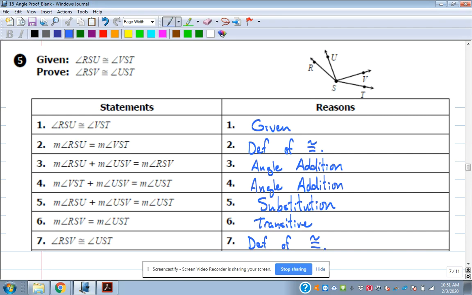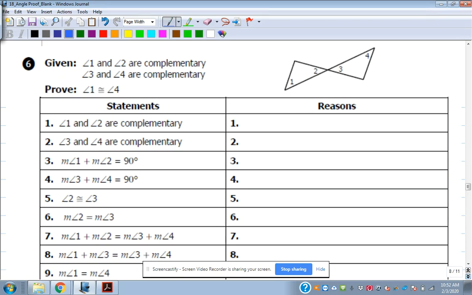So again, it's just like the segment proofs that we did. Anytime you're taking smaller pieces and building a larger angle, or you're looking at a larger angle, like RSV was a larger angle than any of the pieces we had, and UST was the same way. You've got to build those angles out of the smaller ones. So use that angle addition postulate, just like we did with the segment addition postulate on Friday.